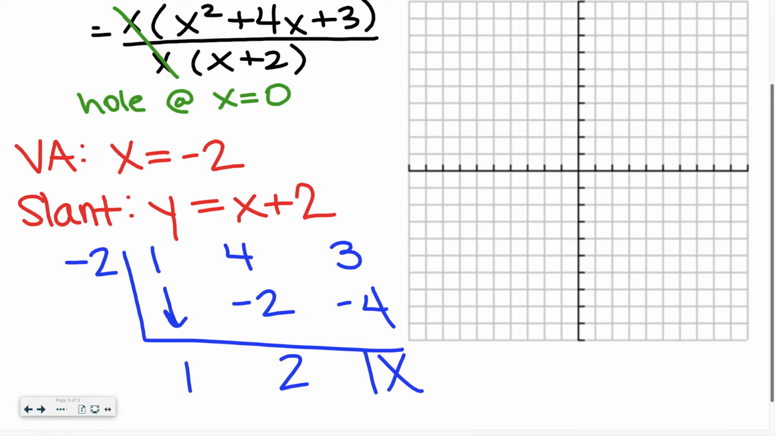Emma. We can factor the numerator, and thank you for asking that. We can factor the numerator to x plus 3 times x plus 1. It's not going to cancel out with x plus 2, which is why I didn't push that. But if we factor the numerator, that would help you with your intercepts.